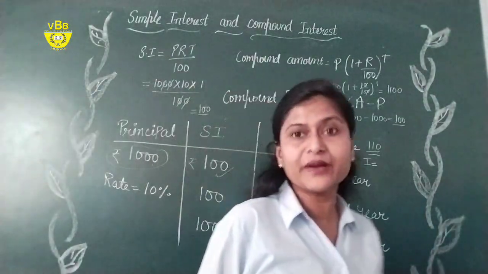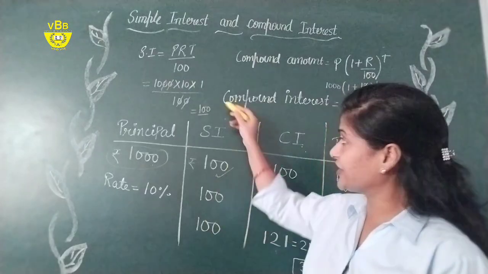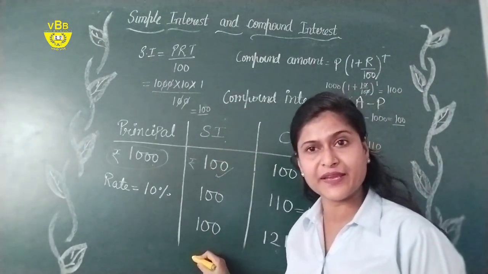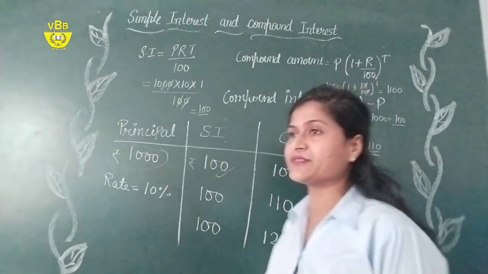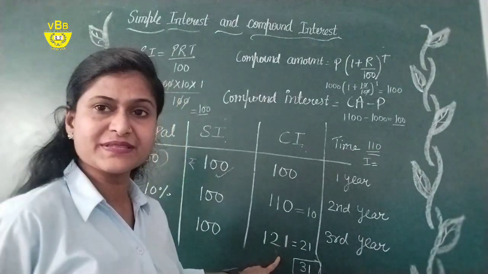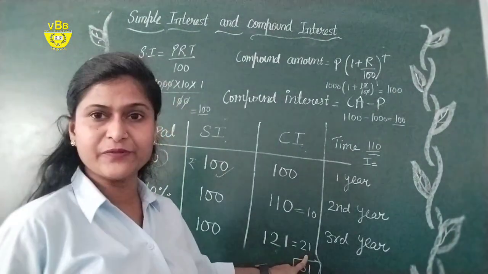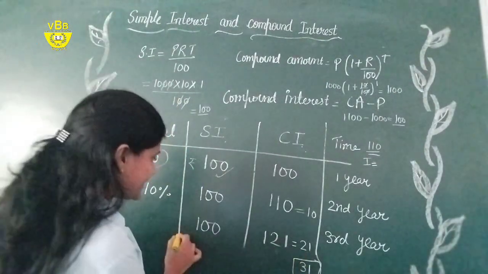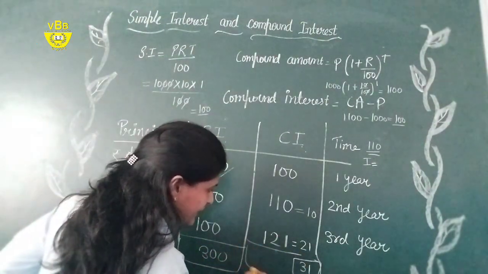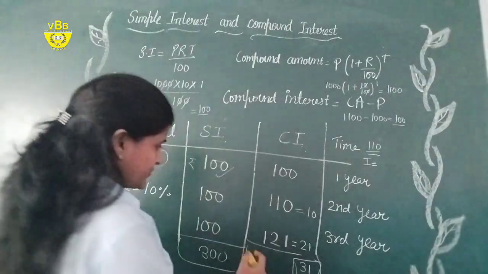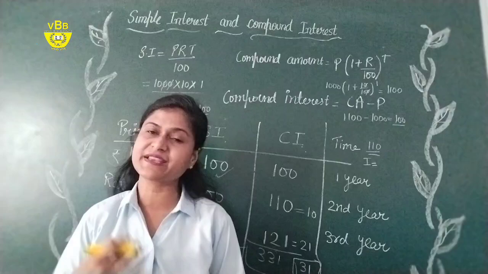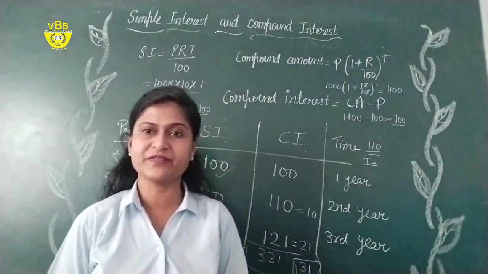Now for the third year, the interest in the case of simple interest is the same, but in the case of compound interest it would be different. It means the difference in value will be 21. In 3 years you get interest of 300 in simple interest, but in compound interest you get 331. How much is the difference? That is 31 rupees extra we get in the case of compound interest.